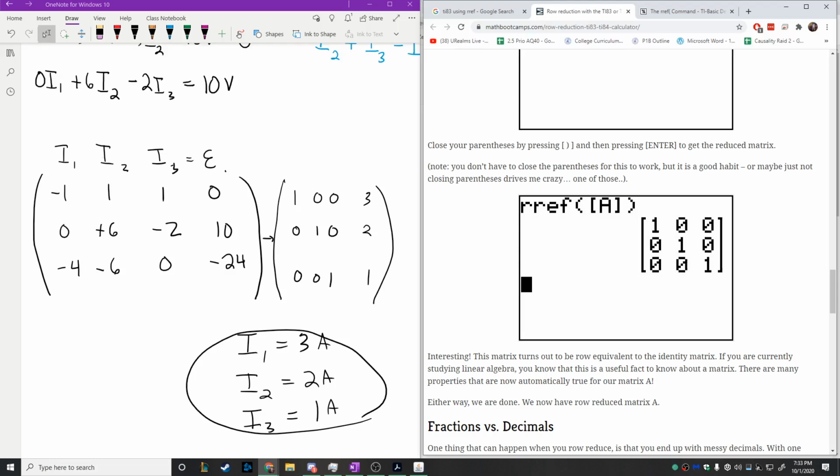You wonder if some professors make their students do this by hand. Yeah, sure, I'm sure they do. I don't really see the value in that. But I personally kind of like doing it by hand.